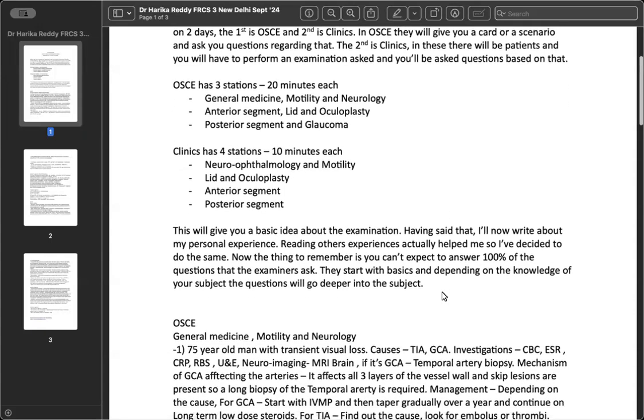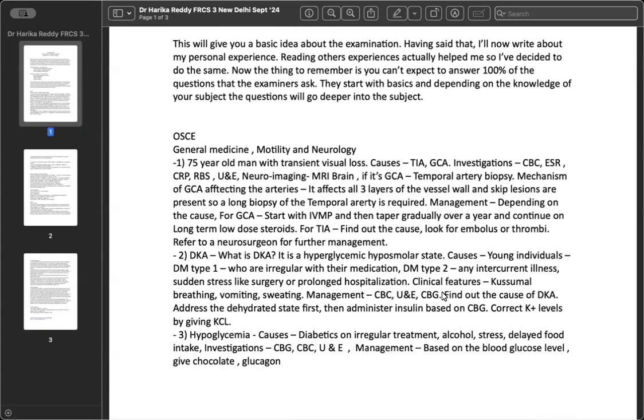Okay. So what I had first was general medicine, motility, and neurology. In general medicine, I think I had a Brit examiner. He gave me a laminated case sheet which said there was a 75-year-old man with transient visual loss. That's all there was. Then he asked me what the diagnosis could be. Because it's an old man with transient visual loss, I said TIA, transient ischemic attack, and giant cell arteritis.